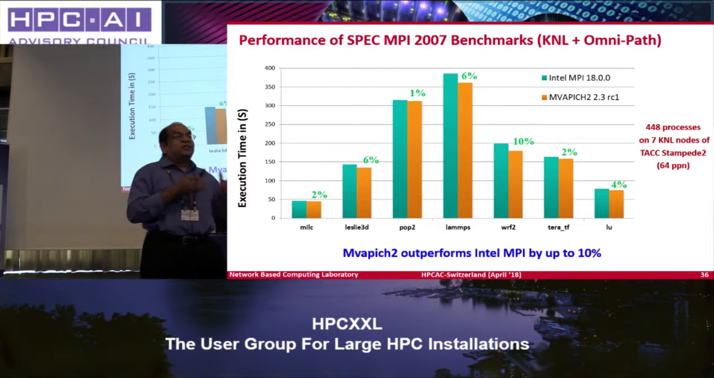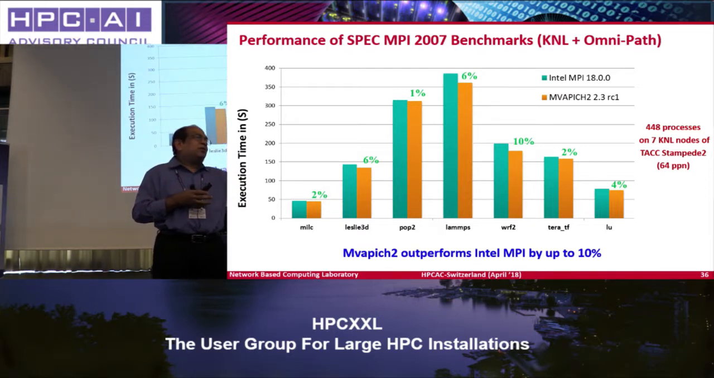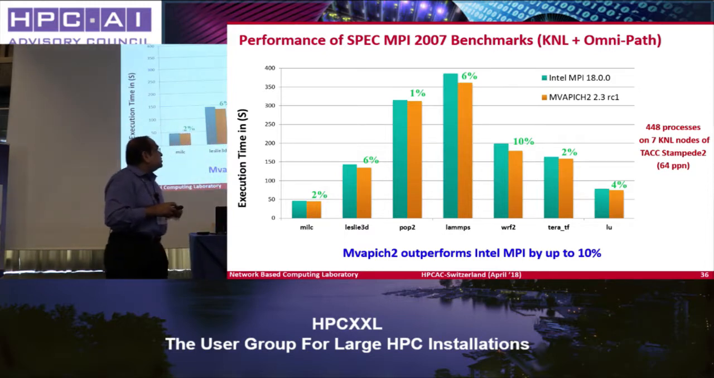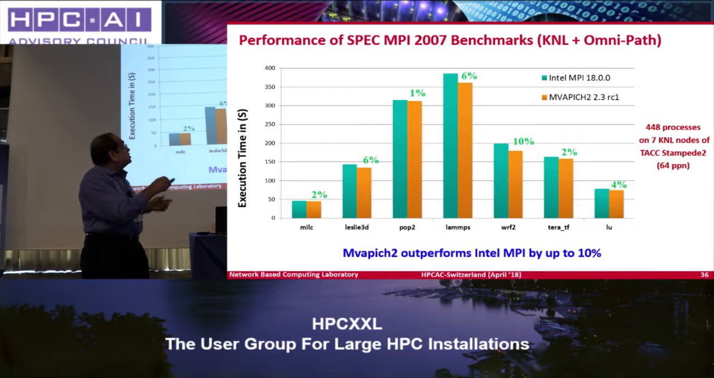So we have created a best practice page on our MVAPICH project site, so people have been contributing there. We want to help the community so that you don't waste a similar amount of time. If somebody has tuned it, you can use exactly the similar number. So this is trying to show the standard SPEC MPI.